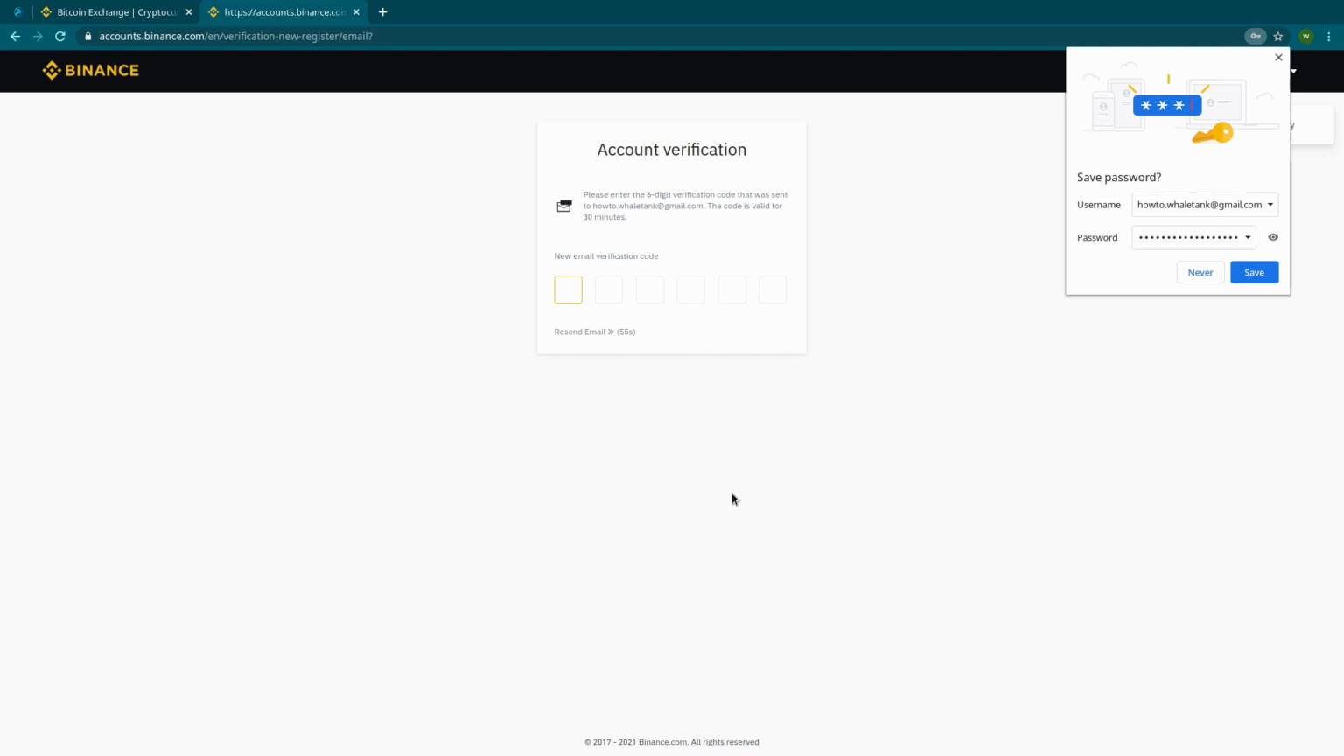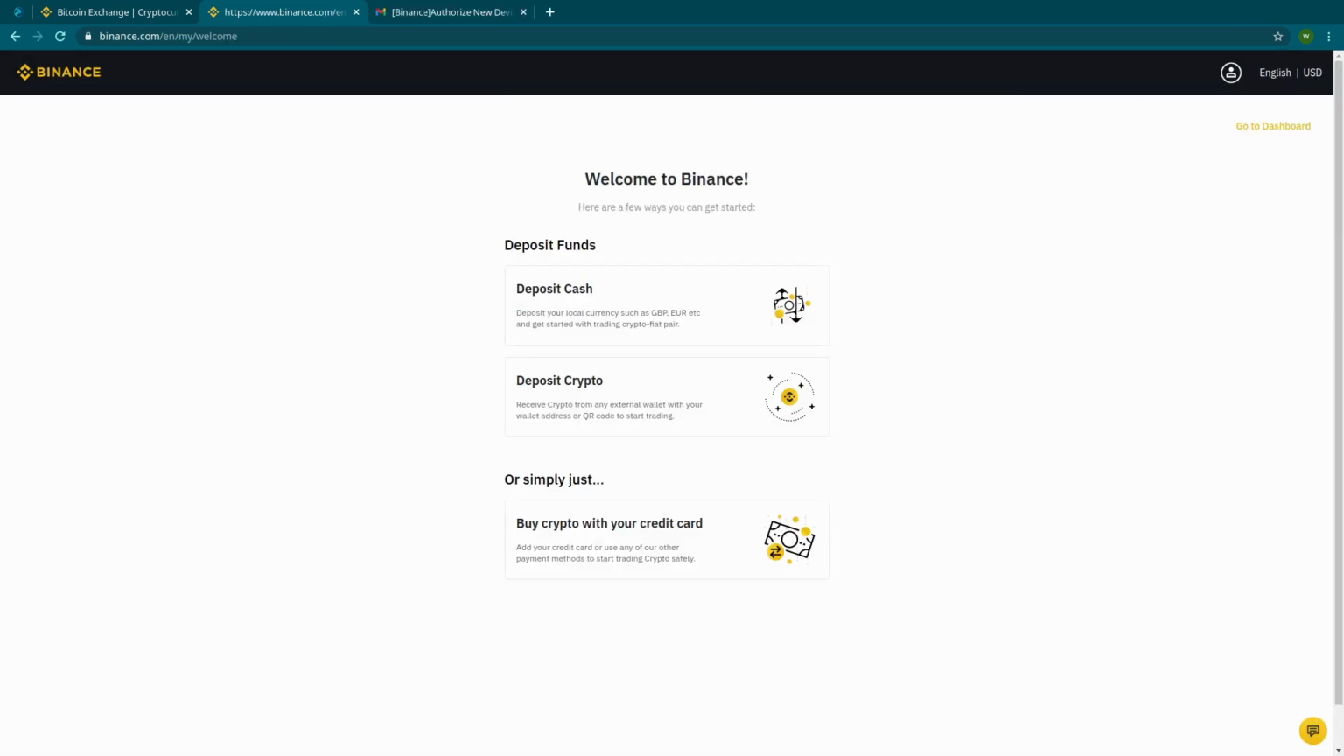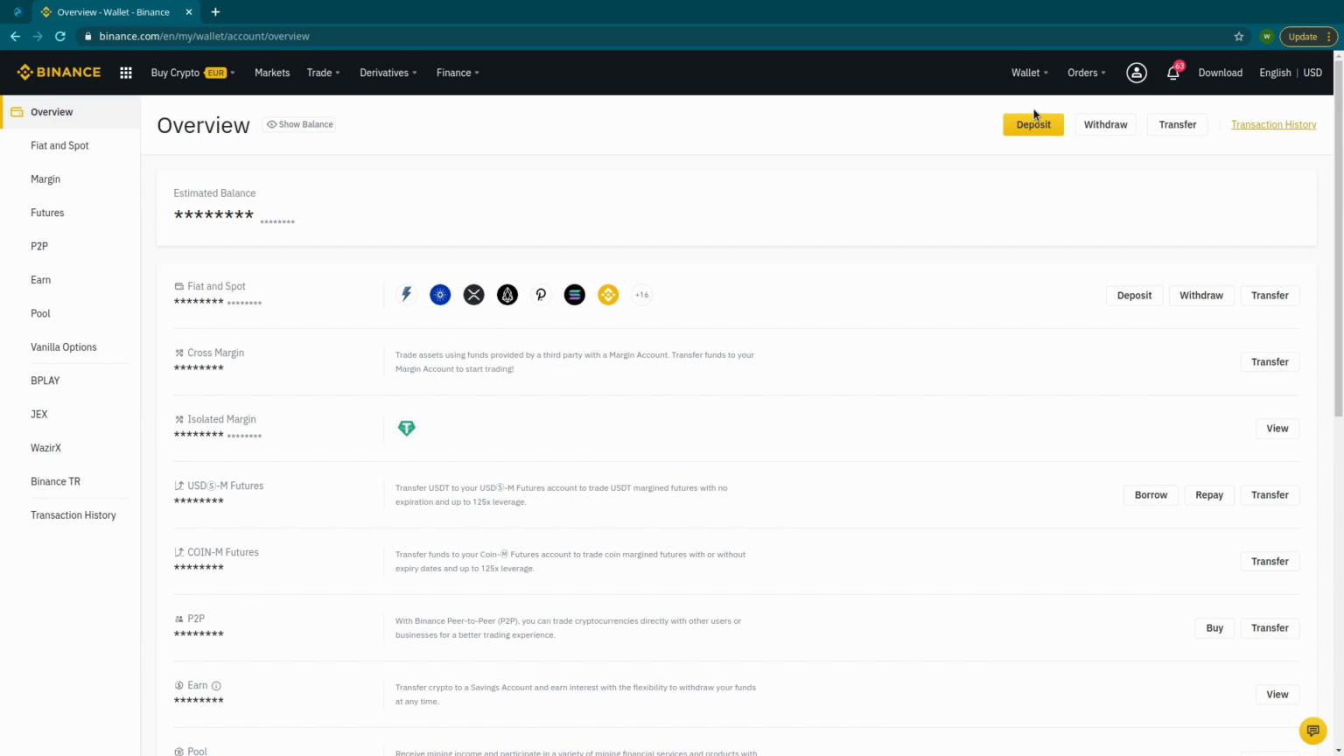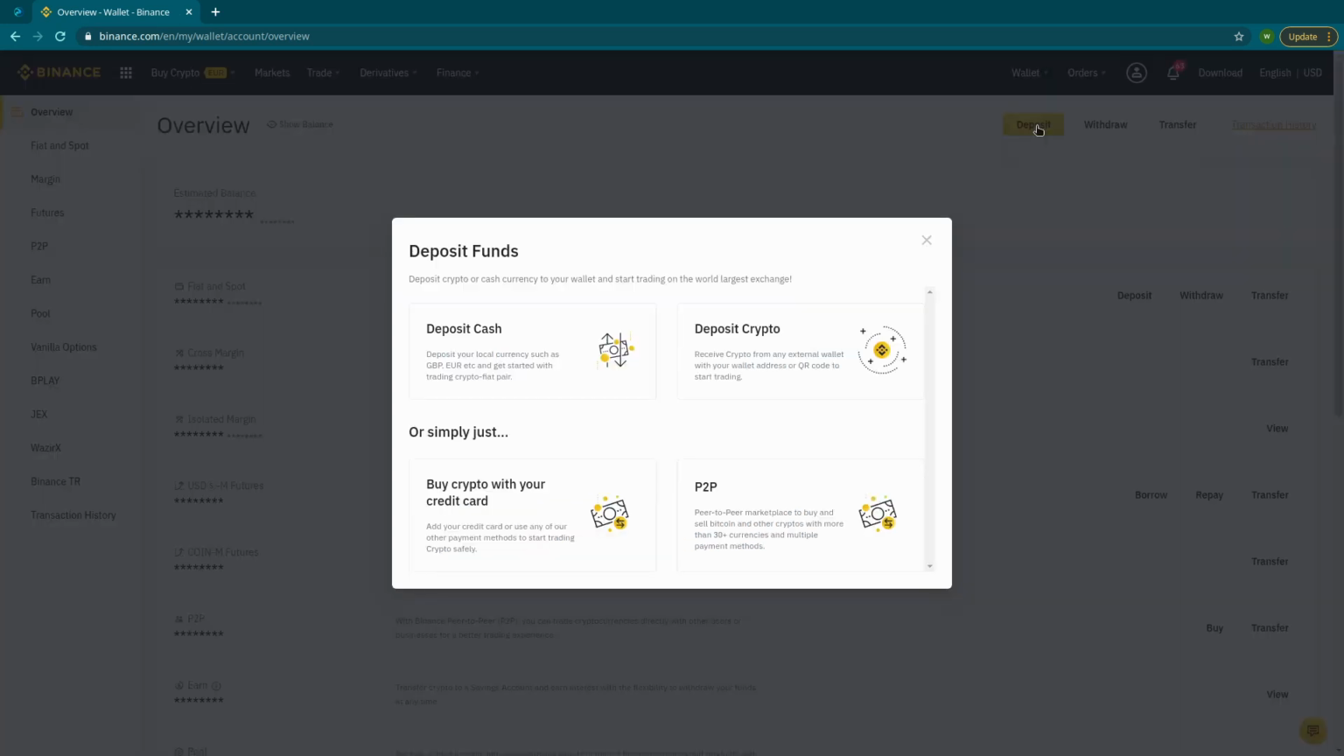Before you can start trading, obviously, you need to deposit money to your Binance wallet. As soon as you register, you will see a window with the available deposit methods. You can also access this window by going to Wallet, Overview, and then Deposit.